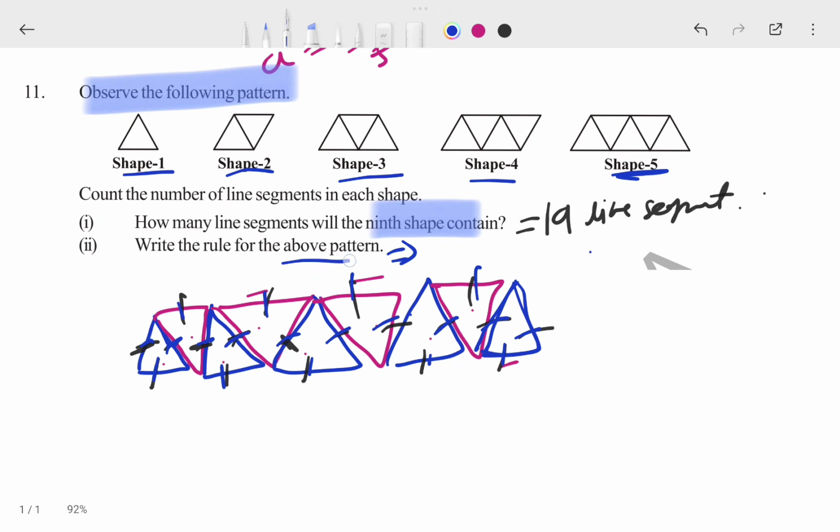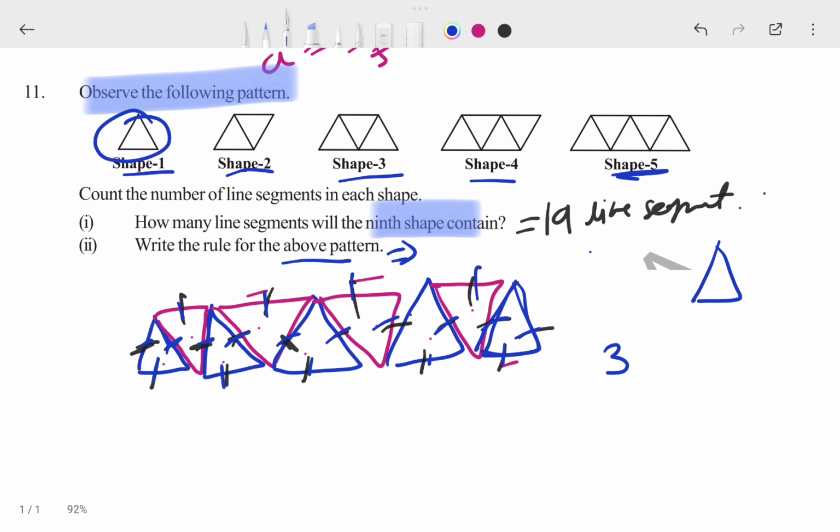Write the rule of the above pattern. So what is this pattern following? Generally, how many line segments are there? It has 3 line segments. After that, what will happen with these 3 line segments? I tell you, this is 3 line segments, okay. So I have written here 3 line segments, and here also I have written 3 line segments.